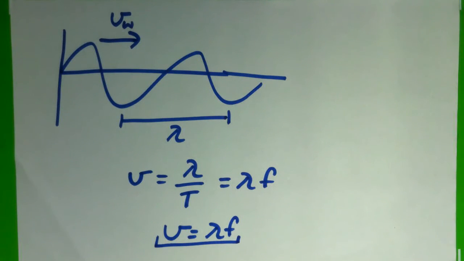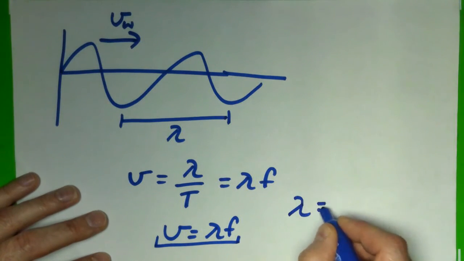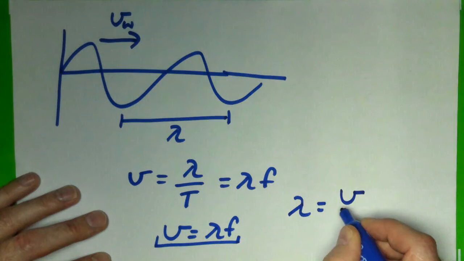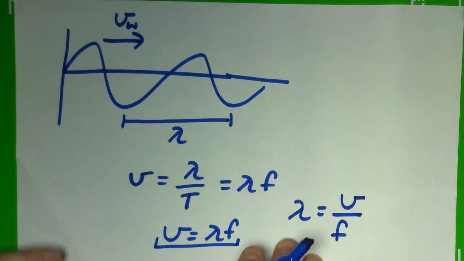But what's really interesting about it is you can actually describe or explain the different parts of it based on the physical nature of the problem. And so a better way of writing this is that the wavelength is equal to the velocity divided by the frequency. Now, why is that?